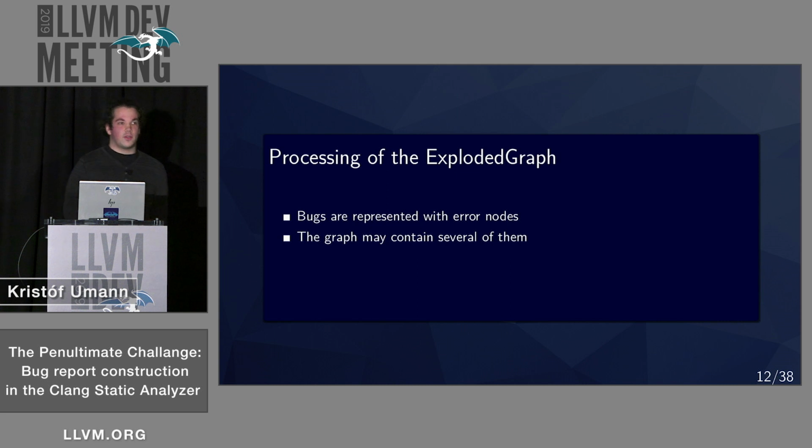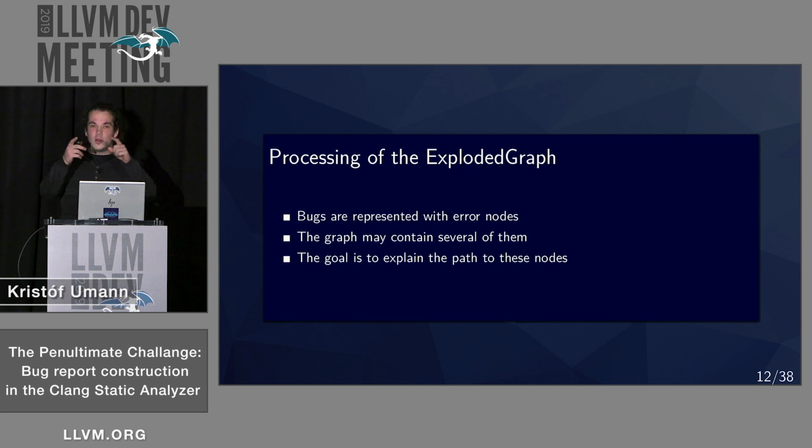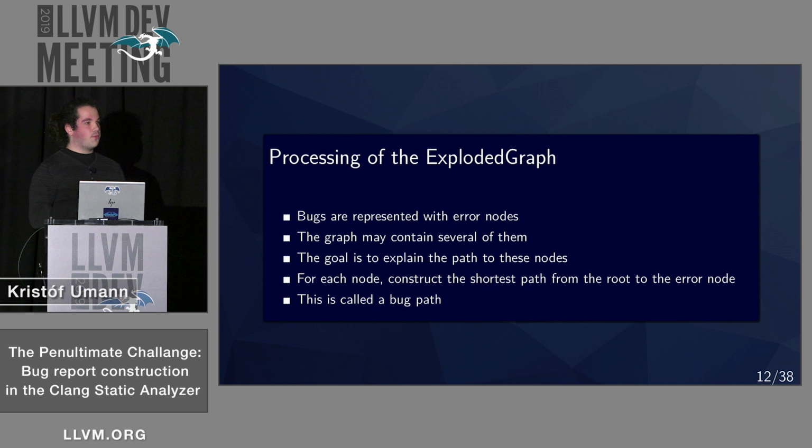After the analysis is concluded, we are left with this exploded graph that may contain several error nodes or bug nodes. And these are the points at which the analyzer discovered some sort of an error. The goal of bug report construction is to explain the path that leads from the root of the exploded graph to these error nodes. So in the first step, the analyzer will construct these so-called backpaths that will lead from the root to these error nodes. It will construct the shortest path there.